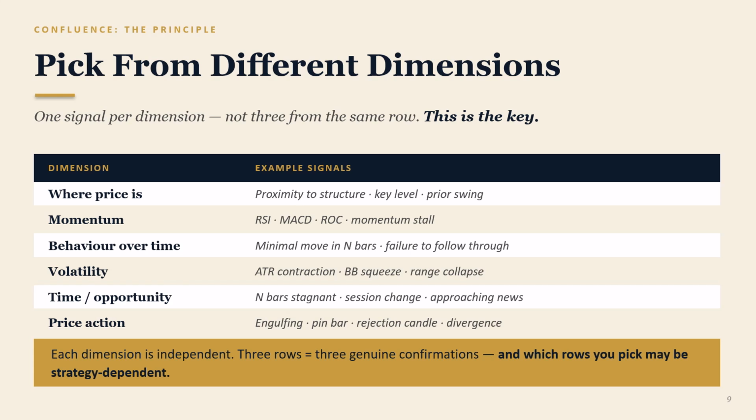But reversal price action is reversal price action more often than not. It's just a slightly different picture. So if we pick three from different dimensions, then it's three genuine confirmations. However, what's key is that the rows that we pick and the individual signals within those rows may be strategy dependent. I'm going to talk a little bit about that today as well.